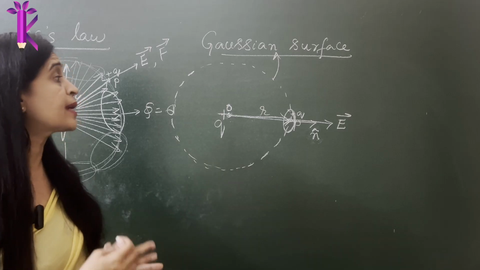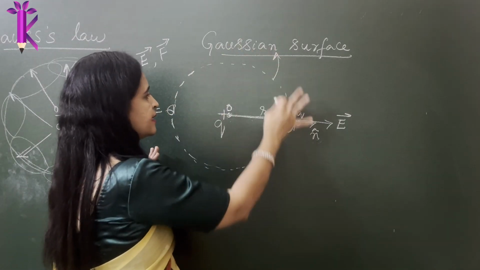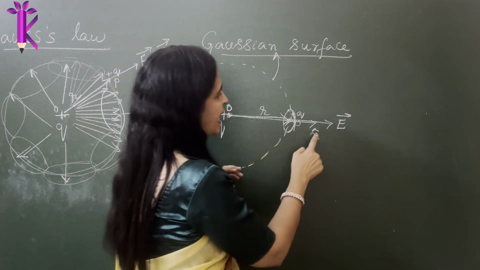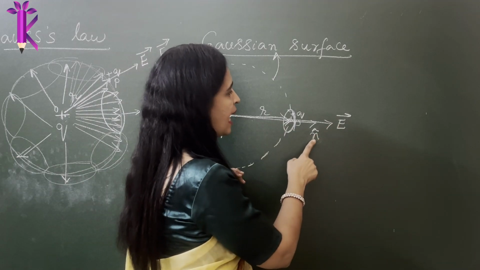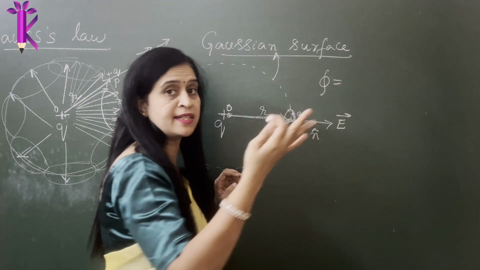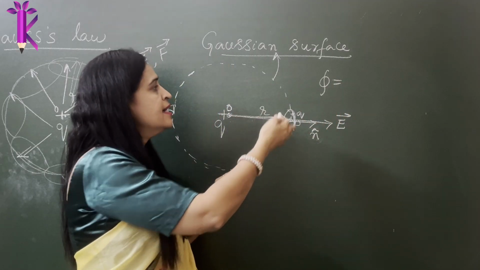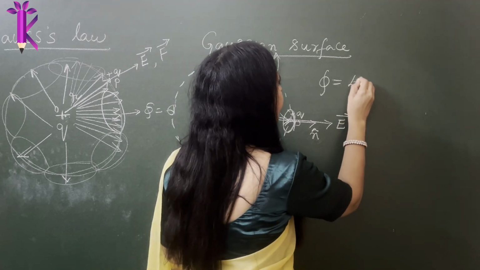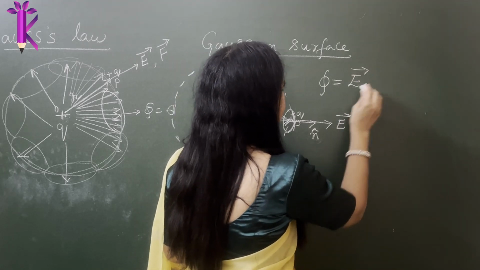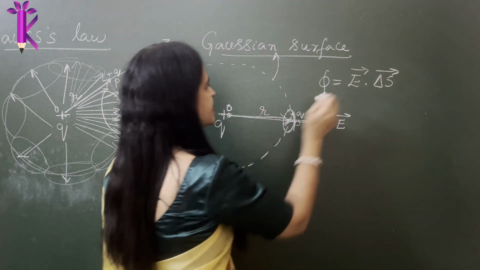Now, if I have to calculate the electric flux through this, you see what is the angle between the electric field and the normal? In general, what is the definition of flux? We have already learned this; we derived it in the previous class. Electric flux is given by the dot product of the electric field and the area vector, right?